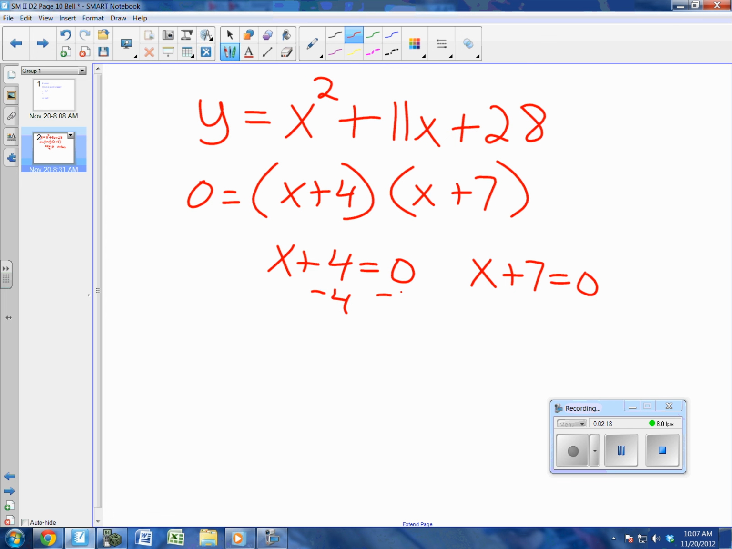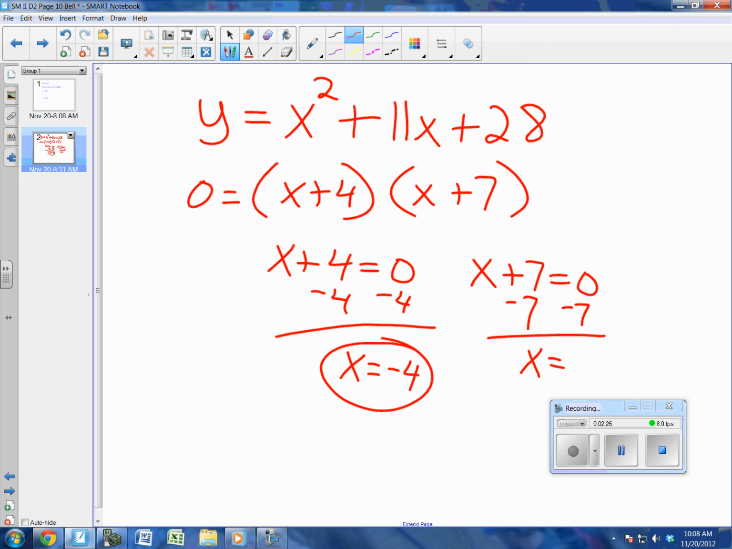Then my answer, you guys, I would set each factor equal to 0, and I would solve each one of these equations. My answer is going to be x equals negative 4. That's one of my answers. And over here, x equals negative 7. Any questions on that? Okay. All right, next question.